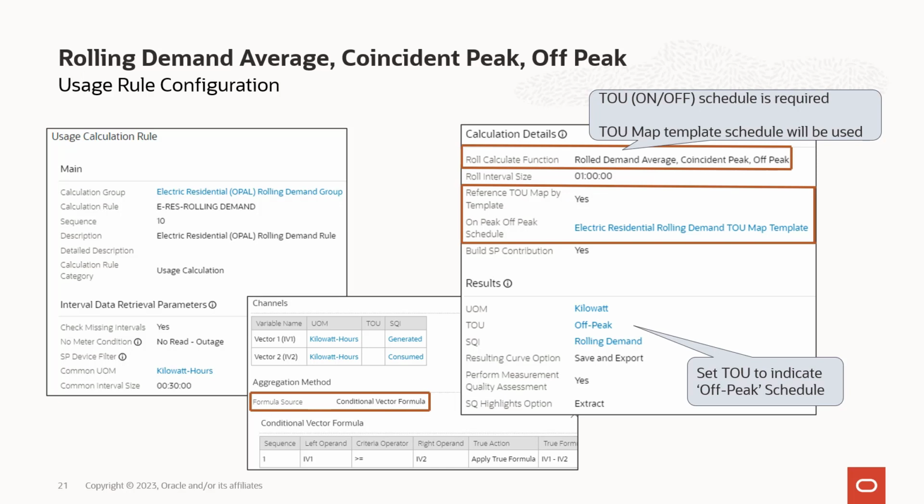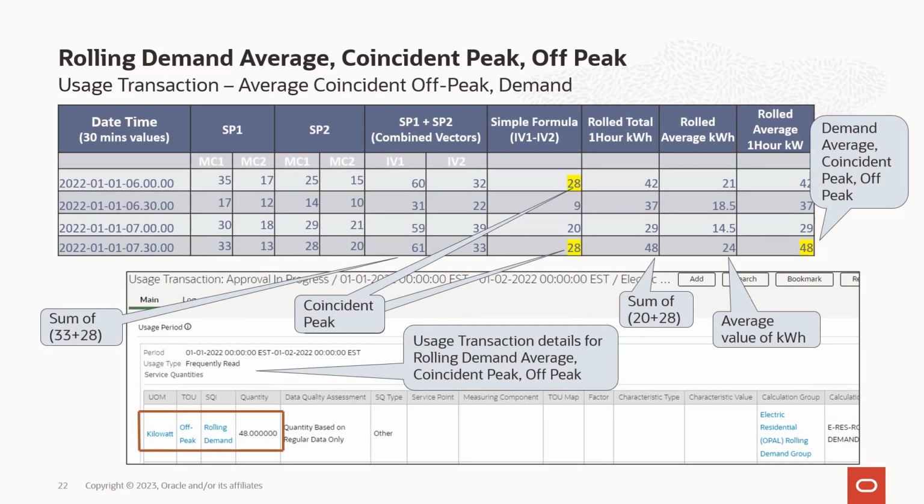Also, TOU schedule is required, which can be configured or used as a TOU map template schedule. In results section, it's mandatory to select TOU as off peak schedule. After running the usage transaction for a specific date time, you can see the usage transaction page for rolling demand average coincident peak of peak.